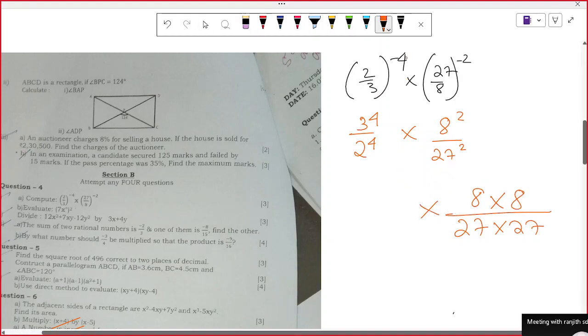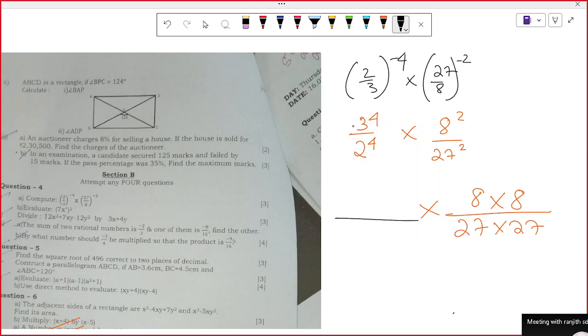Okay, Tanishka, now you can tell. 3 into 4, 3 to the power of 4. So we multiply 3 4 times. So 3 into 3 into 3 into 3. Okay, didn't multiply. Fine, let me write it like this. 3 into 3, 3 into 3. And in the denominator we multiply 2 4 times. So 2 into 2 into 2 into 2.